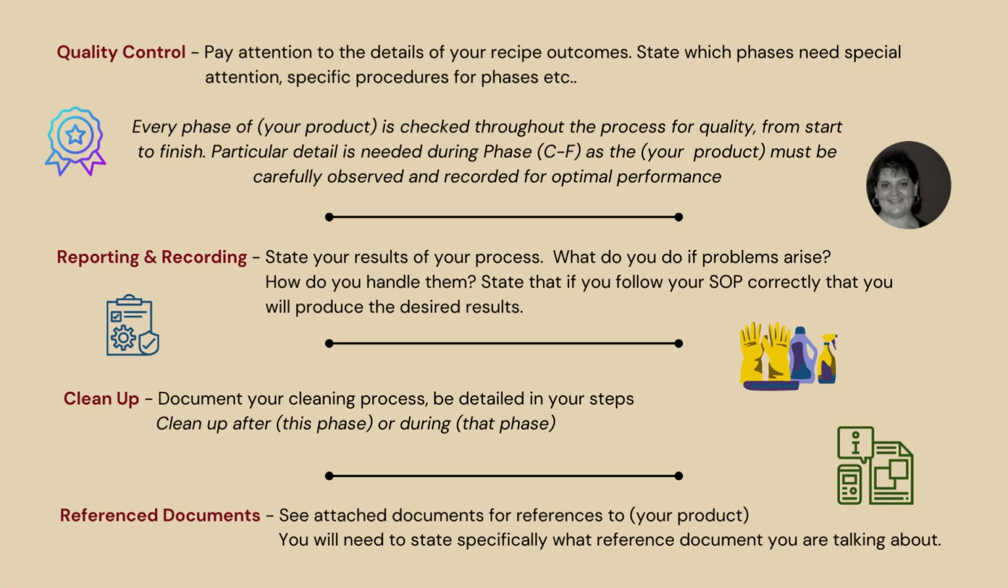The next heading is your reference documents. Here you can say, see attached documents for references to your product, and this includes any SOPs that are relevant to your product's process, reference as equipment or materials, supplies, etc. Now you will need to state specifically what reference document you are talking about. Now you can include pictures of your setup and your prepping materials or any other resources that you use for your product's process. And this also gives you a visual of your procedures.